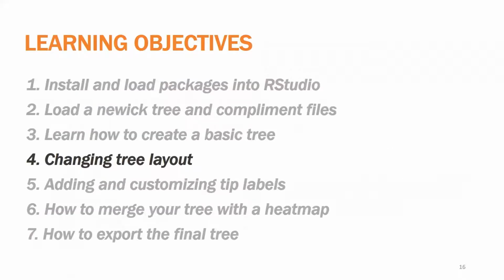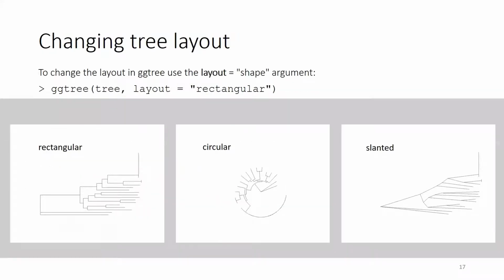And then we can change the layout. The standard layout is rectangular. To specify layout, you just do layout equals and then the shape in quotes. I think there's about 12 different shapes. Since rectangular is the default, you don't actually need to specify it. It'll show up automatically. But you can also have circular, slanted, it all depends on what you're looking for.